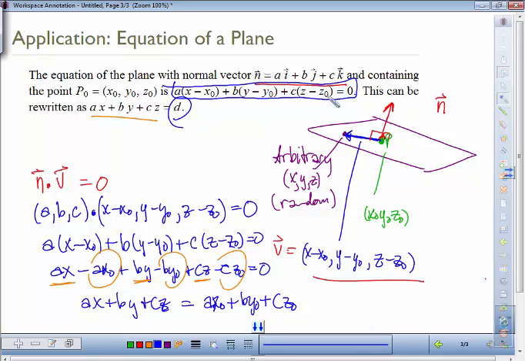A, B, C are given, x naught, y naught, z naught is given, so imagine that.